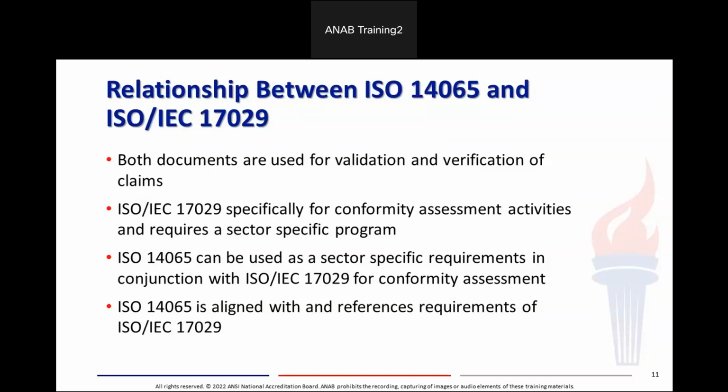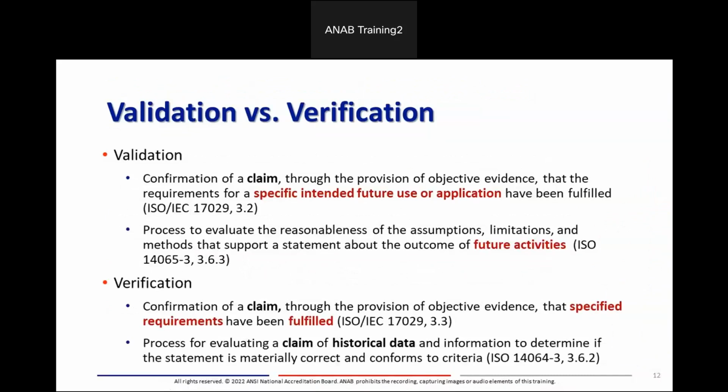So we've talked a lot about these two documents and that they both can be used for either validation or verification, or both. But really, what is the difference between validation and verification? So here are the definitions from both 17029 and 14065. For validation, it is the confirmation of a claim through the provision of objective evidence that the requirements for a specific intended future use or application have been fulfilled.